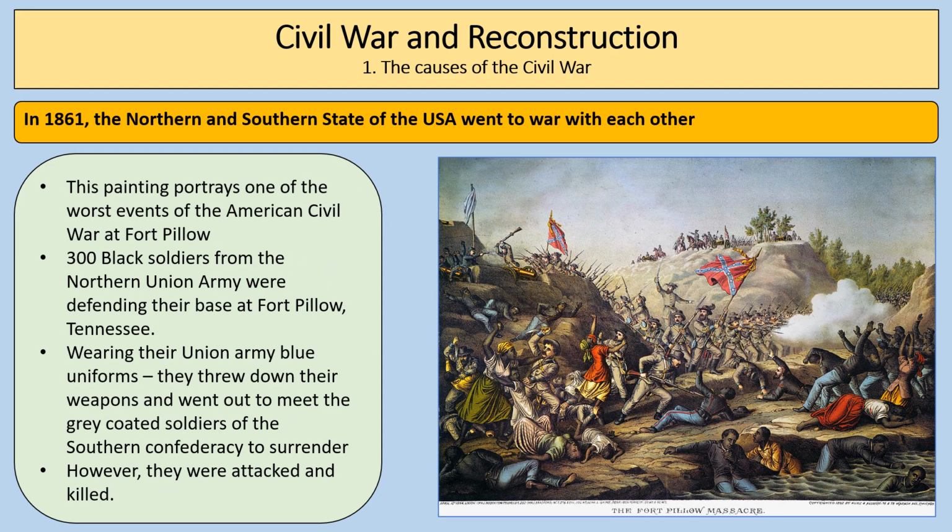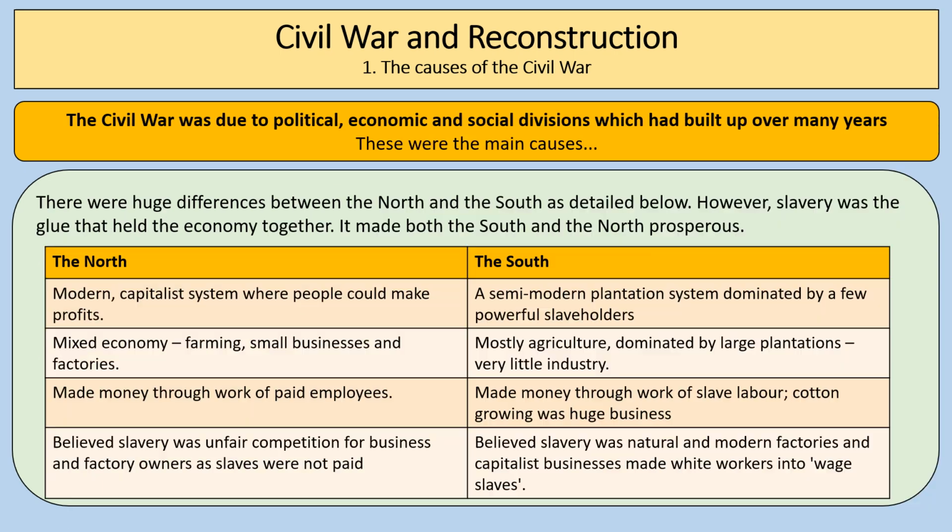This painting portrays one of the worst events of the American Civil War at Fort Pillow. 300 black soldiers from the Northern Union Army were defending their base at Fort Pillow in Tennessee. Wearing their Union Army blue uniforms, they threw down their weapons and went out to meet the grey-coated soldiers of the Southern Confederacy to surrender, but they were attacked and killed. And just a reminder of the human impact of the American Civil War and the brutality of it, a real tragedy with 750,000 people losing their lives, and it's really important we keep focus on that.